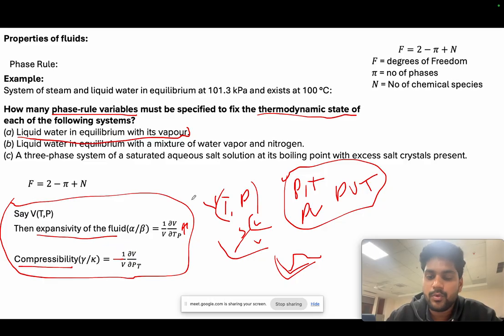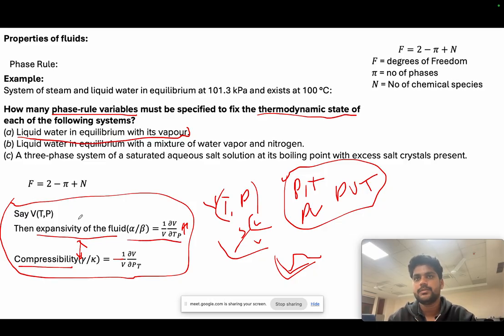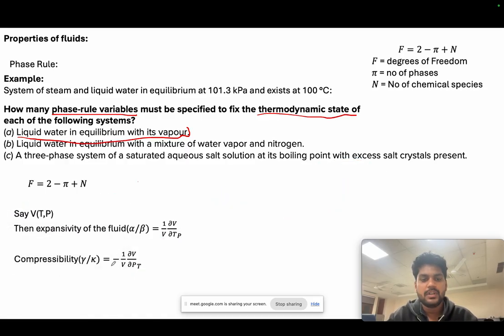But suppose you have only one single phase, say all the systems are in the liquid phase, and to understand the expansivity and the compressibility of the fluid, these are the two empirical formulas which you need to remember. Expansivity means how the fluid expands with respect to changes in temperature, and compressibility deals with how much the volume of the system decreases under constant temperature for the single phase region. This is all for the single phase.